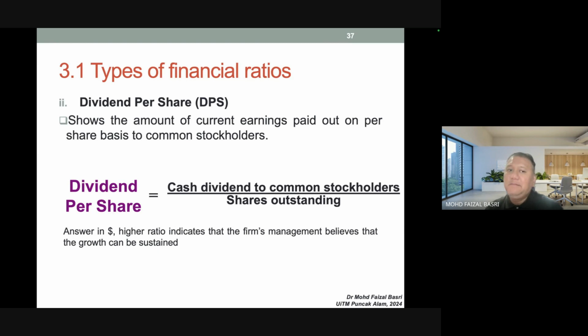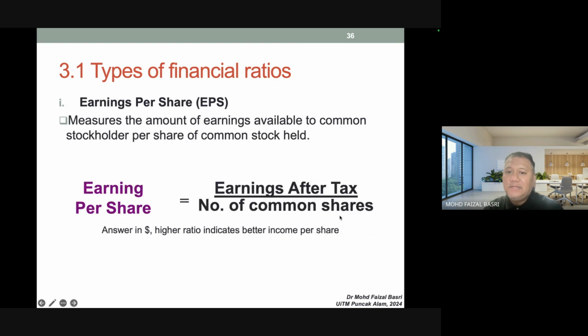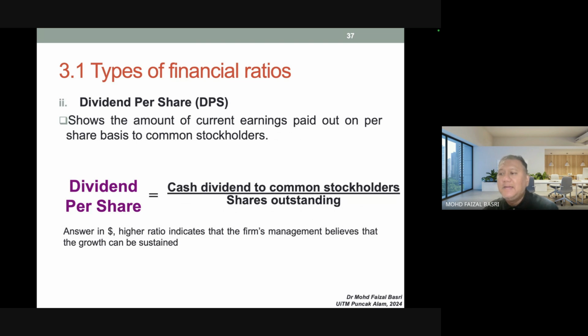And same as before, since it's on a per share basis, we're going to divide by the shares outstanding. Note that shares outstanding is the same as the number of common shares. Only the term is different, but the number of units, the number of shares, must be the same. Number of common shares and the shares outstanding. That's why another name for it is number of shares outstanding, or NOSO earlier. So for dividend per share also, the answer will be in ringgit.